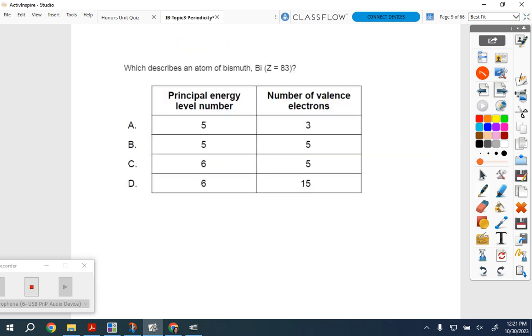So, for example, this might be the kind of question that you might see on a paper 1. It says an atom of bismuth. Bismuth is atomic number 83. You don't have to know that Z is atomic number, but it's probably a good thing to try to get in your head. How would we figure out the principal energy level number for bismuth? What would we look for on the table?